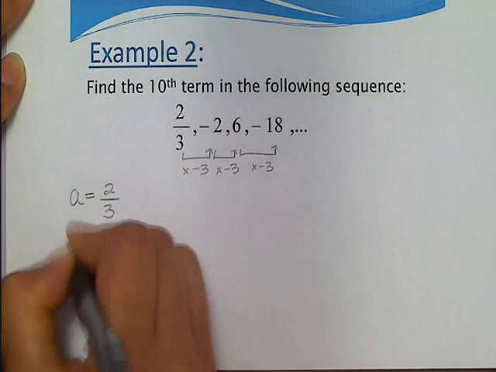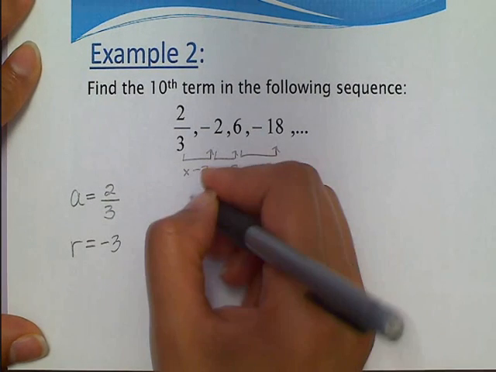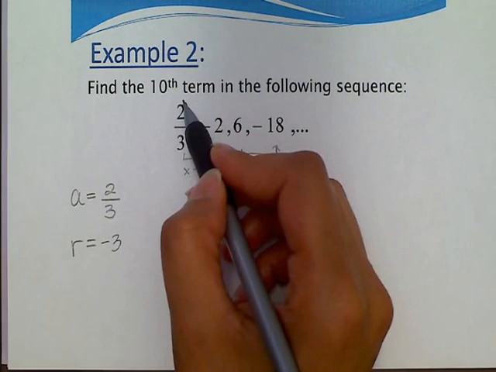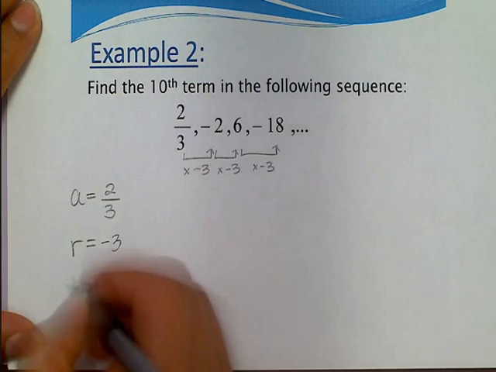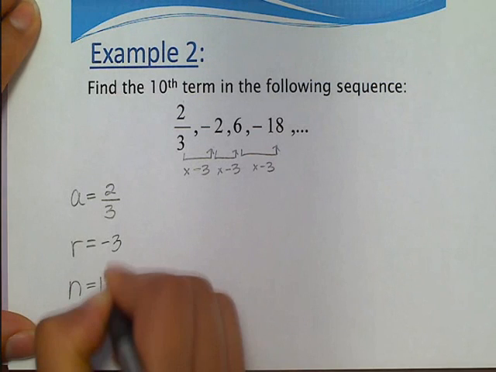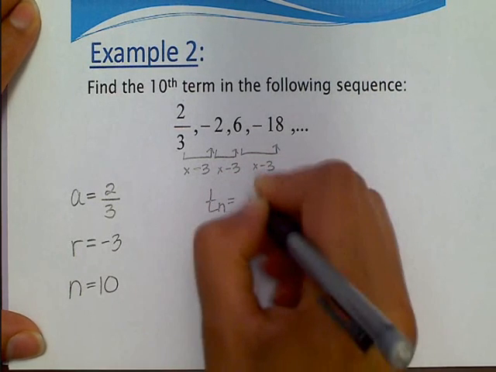So I can write my formula. A is going to be equal to the first term, which is 2/3. And r is going to be equal to negative 3. In order to figure out the 10th term here, I need to come up with the general term formula and then plug in n equal to 10. Okay, because I am looking at the 10th term.